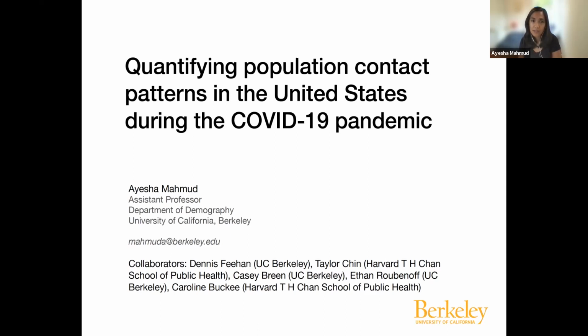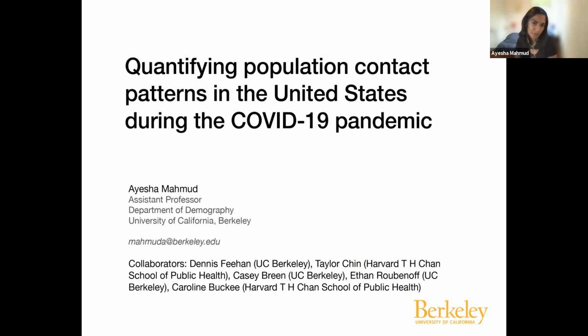This project is with a close collaborator at Berkeley, Dennis Feehan, who's also in the Department of Demography. Dennis and I, at the start of the outbreak, Dennis does survey research, we were just trying to brainstorm what we could do, and this is what evolved from those early conversations. Then I'll present some work from some brilliant grad students who've essentially taken the data we've collected and done some modeling work.